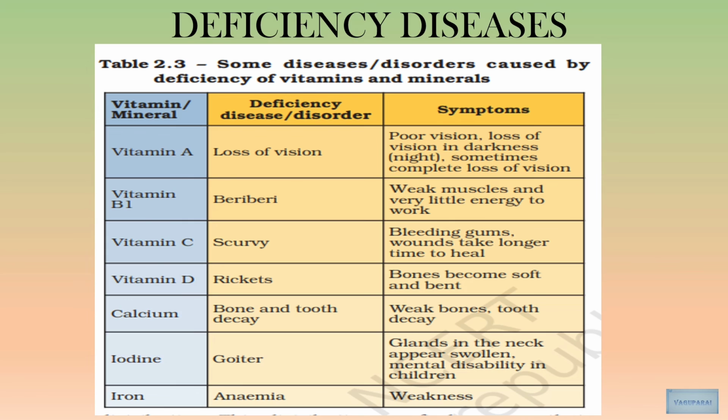Deficiency with vitamin C result in scurvy, bleeding of gums. Deficiency in vitamin D results in rickets, where bones become soft and it starts to bend. Deficiency with calcium results with bone and tooth decay. Bones become weak and it breaks. Tooth decay happens. Deficiency of iodine results in goiter, where the gland in the neck appears swollen. Sometimes mental disability in children is found. Deficiency in iron results in anemia. You become very weak.